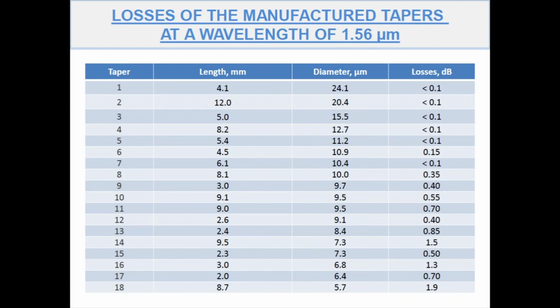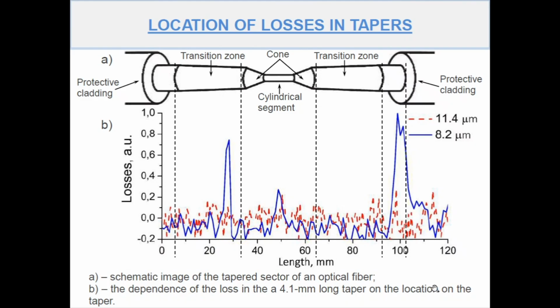On this slide, we summarize the results of determining the optical losses at a wavelength of 1.56 micrometers in a series of tapers with different lengths and diameters from 5.7 to 24.1 micrometers. In tapers with diameters of more than 11 micrometers, the losses were lower than their detection threshold, which was equal to 0.1 decibel. The losses are considerable in tapers with smaller diameters. In taper number 18, with a diameter of 5.7 micrometers, the loss was 1.9 decibel.